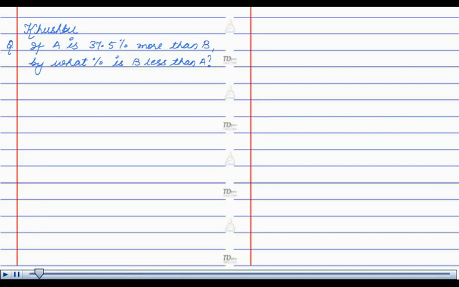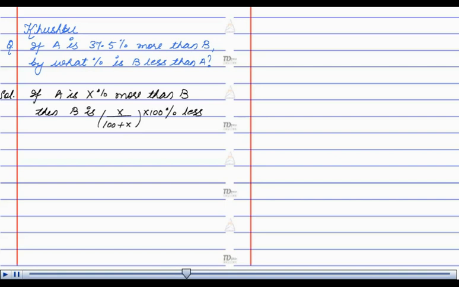Hello, I'm Khushbu. The question is, if A is 37.5% more than B, by what percent is B less than A? We know that if A is x% more than B, then B is x upon 100 plus x into 100% less than A.